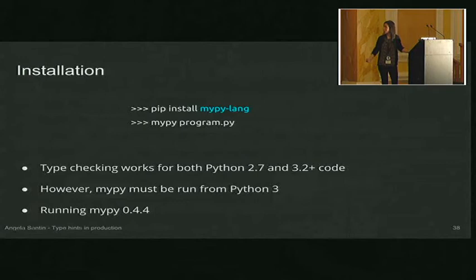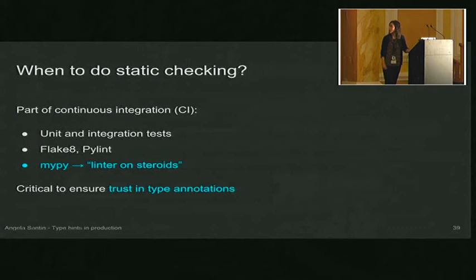So the type checking works in 2.7 and anything above 3.2. But you must run it from Python 3. And one recommendation is to be on the latest version, because it's in very rapid development, so a lot of bug fixes are coming in all the time. We're running 0.44, which is the latest version.